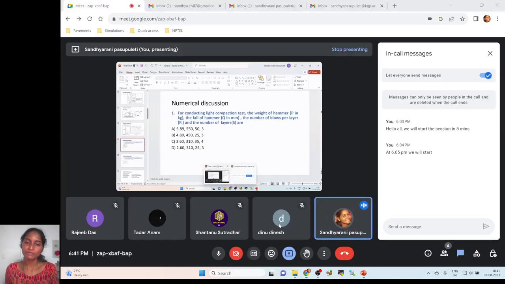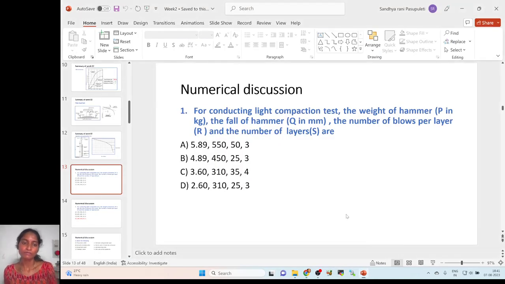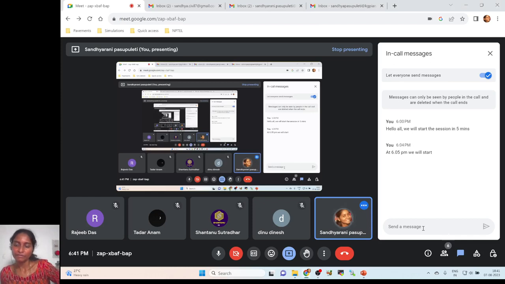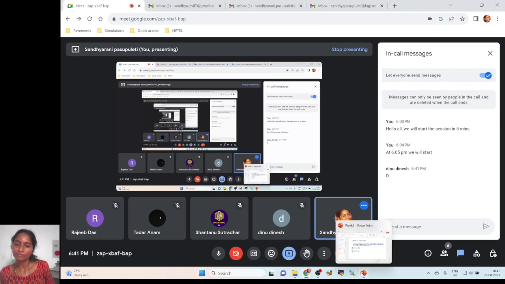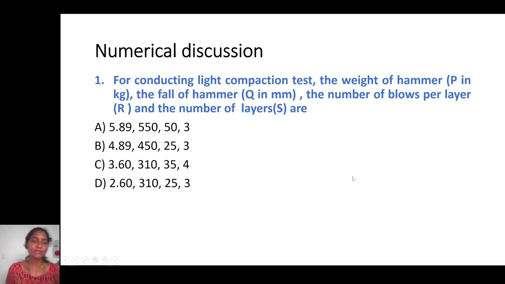You can either type in the chat box also. Based on the hammer weight, you can still tell. Anyone? Yes, option D. Dinesh says option D with 2.6 and 310, 25, 3 is for light compaction. So we use a 2.6 kg hammer, and fall of hammer is 310 mm, 25 blows for each layer, and we compact in 3 layers.